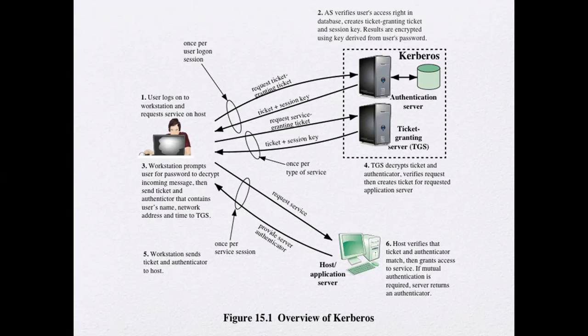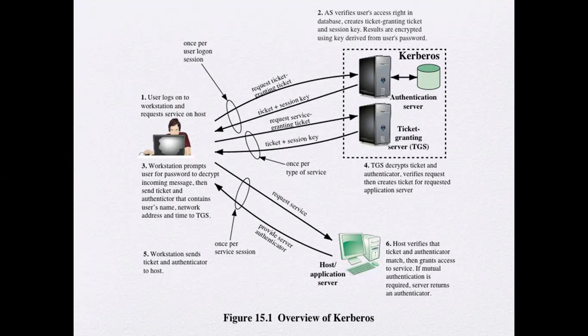Once the authentication server identifies the particular user, if the person is an authenticated person, then the ticket granting server gives permission, and the ticket plus session key is given to this user. This happens once per type of service, only one time when you are going to access the service.